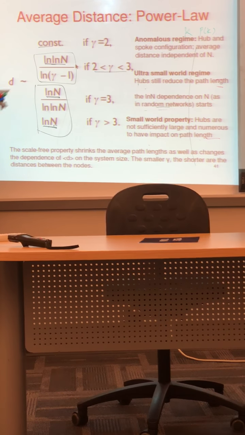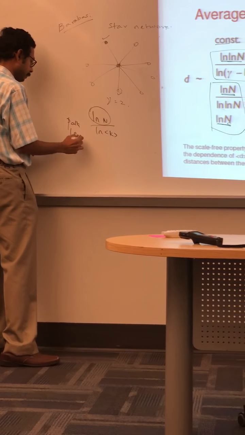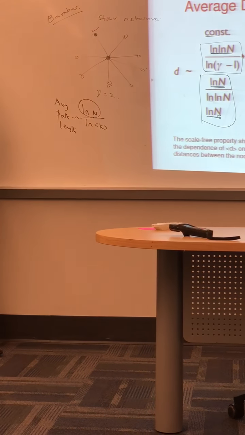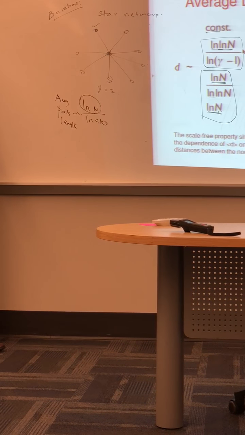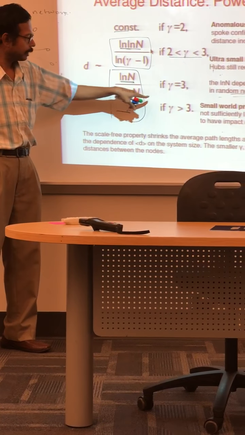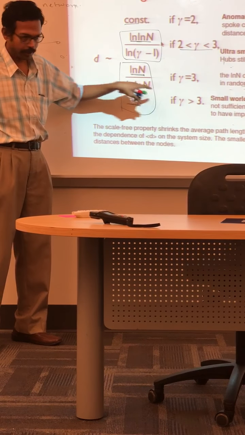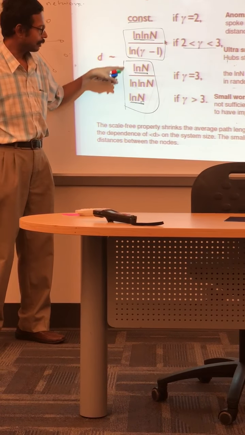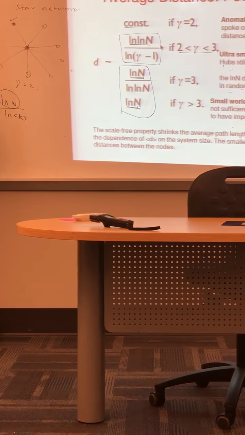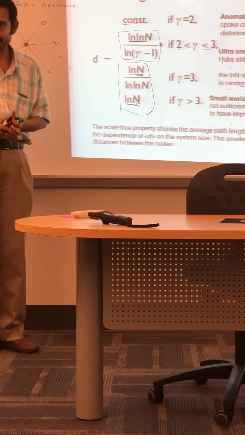So you see, the average path length for a random network is log n divided by log k. So you have something proportional to log n, right? Log n is in the numerator. Similarly, for a scale-free network, if gamma is 3, it is log n divided by log n. If gamma is greater than 3, it is just log n. So all these are similar expressions where log n is in the numerator. So we can say if the average path length is proportional to log n, the network exhibits small world property.